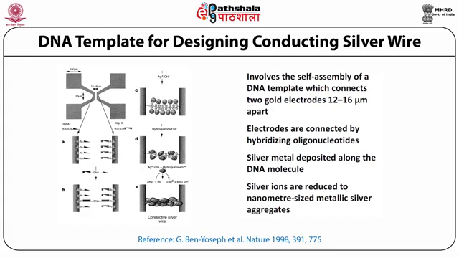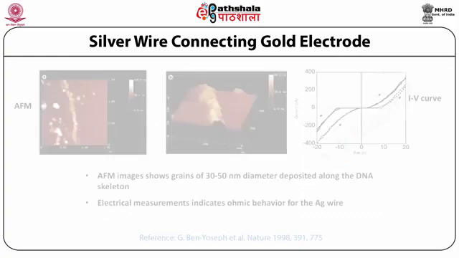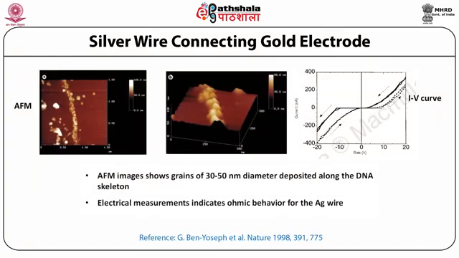And eventually when silver ion was added, it got stuck to the phosphate backbone of DNA, and when it was reduced, it formed a metallic silver deposit onto it. So the AFM image shows a very nice silver wire which connects the gold electrodes, and when these electrodes are connected by the metallic silver, it shows very nice characteristic ohmic behavior on electrical measurement.